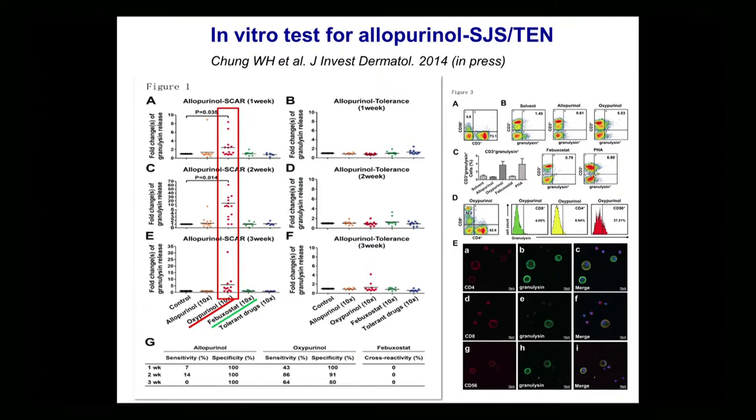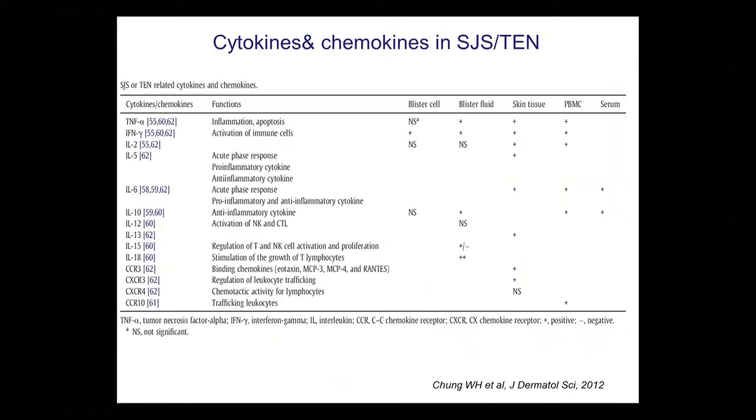So we use the allopurinol, the T cell, and incubate with the metabolite of allopurinol, and can successfully get a positive result. The sensitivity can be as high as more than 80%. So meaning if we get the right biomarker, then we can improve the sensitivity and the diagnosis in the future.